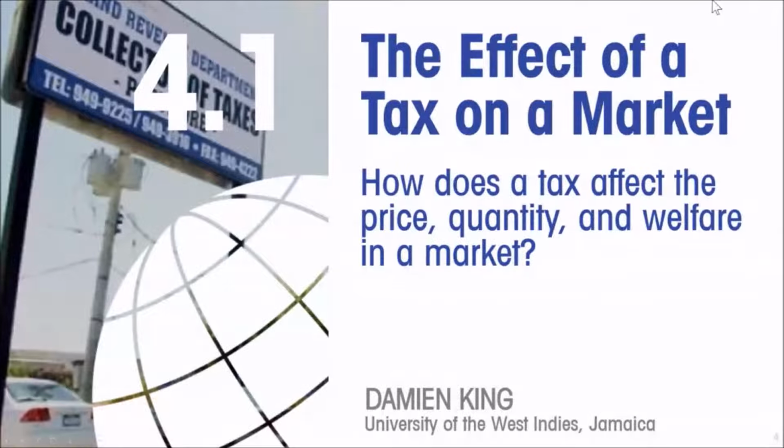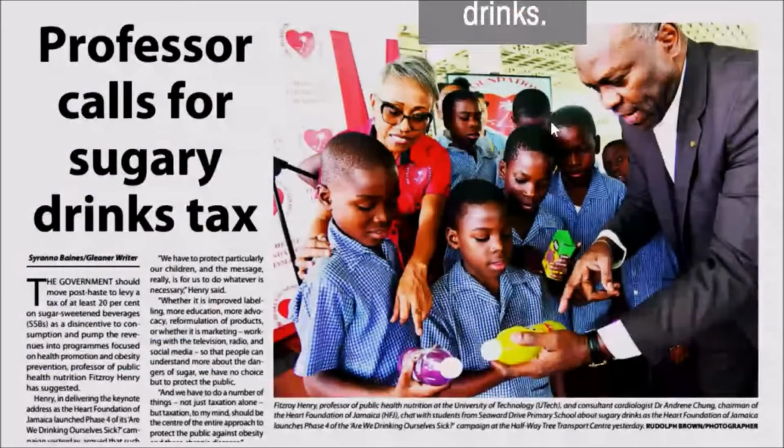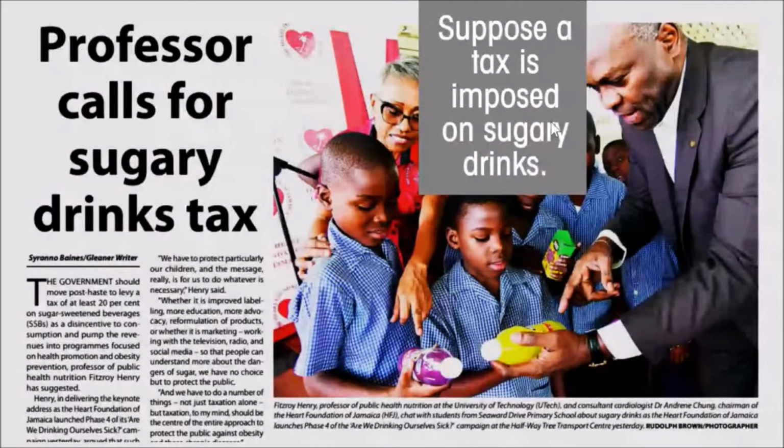Can a tax on a producer be passed on to the consumer? That's one of the questions we'll be able to answer in this section. So here's the example that we will look at. There's been a lot of talk recently about trying to reduce the amount of sugar in diets, especially in young children. And there's consideration in various countries of putting a tax on sugary drinks. Let us use that as our example.